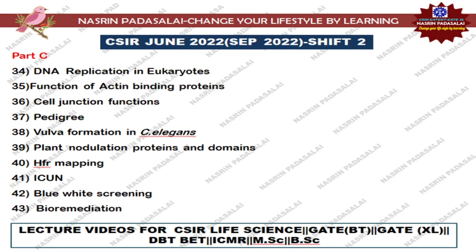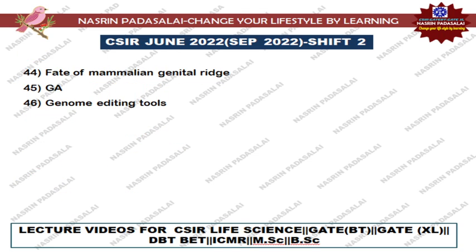Next, they were asking questions regarding DNA replication, eukaryotic functions of different actin binding proteins, cell junction function, pedigree. Again, pedigree, four questions have been asked in both shift 1 and shift 2. Next, vulval formation in C. elegans, plant nodulation protein and the domain, and Hfr mapping, IUCN and Red Data Book questions have been asked, and blue-white screening like alpha-beta complementation, and a question from bioremediation has been asked.